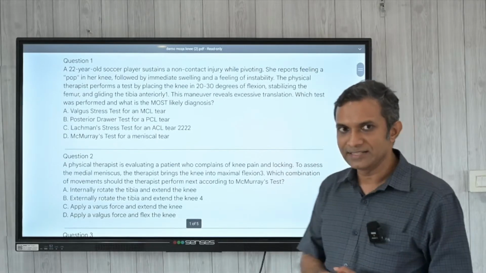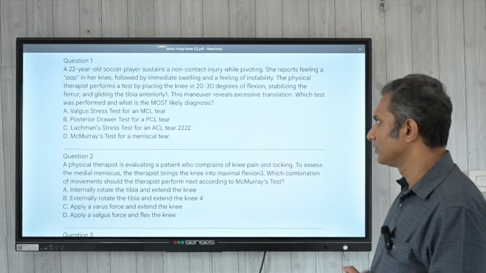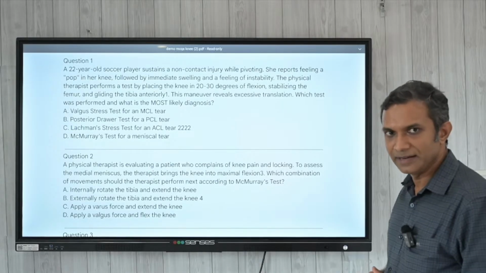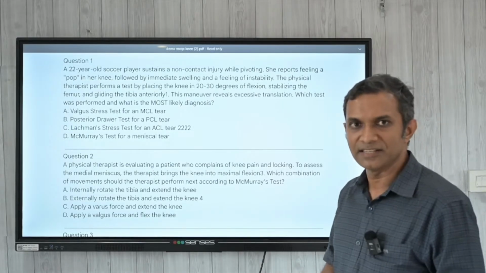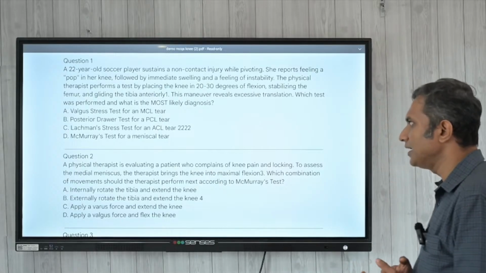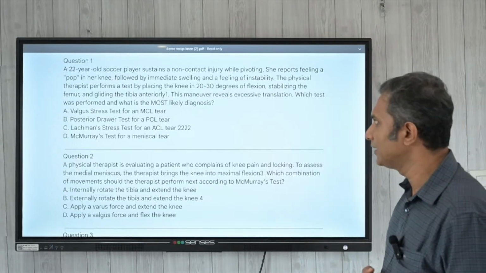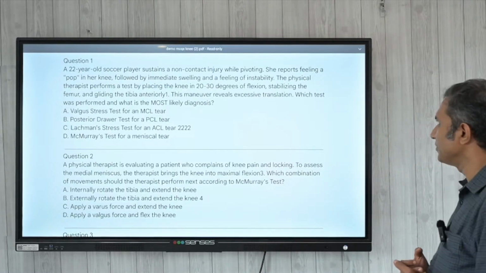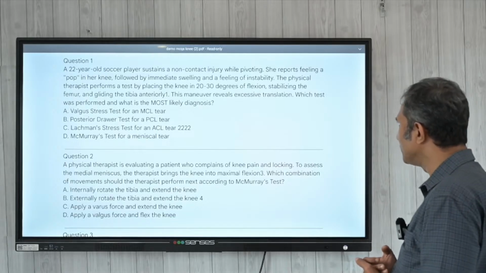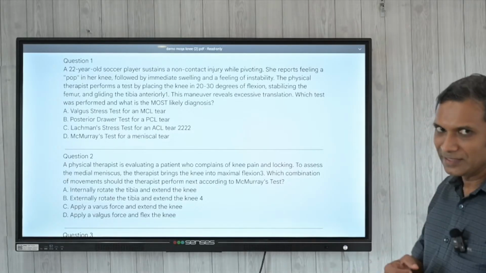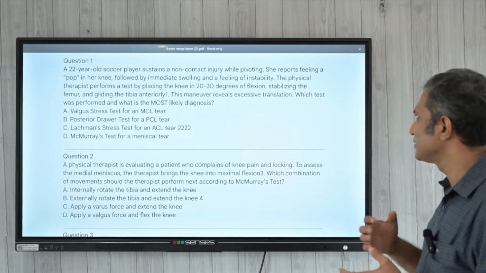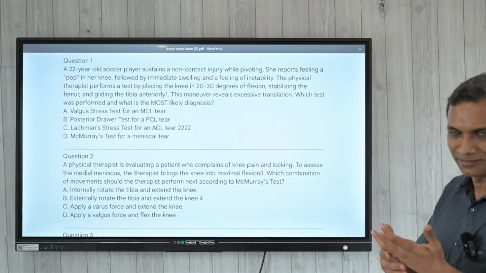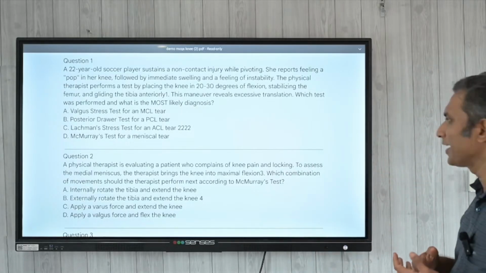Option A, valgus stress for a MCL tear. Option B, posterior drawer test for a PCL tear. Option C, Lachman's test for ACL tear. Option D, McMurray's test for meniscal tear. So the question says that there is a feeling of instability, knee joint is in 20 to 30 degree flexion, tibia is glided anteriorly and there is excessive translation. So all these small hints are enough to give you a guidance towards the answer. So try to find out which would be the correct answer.